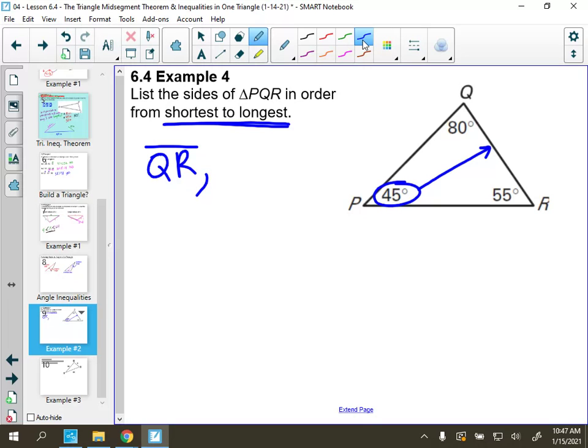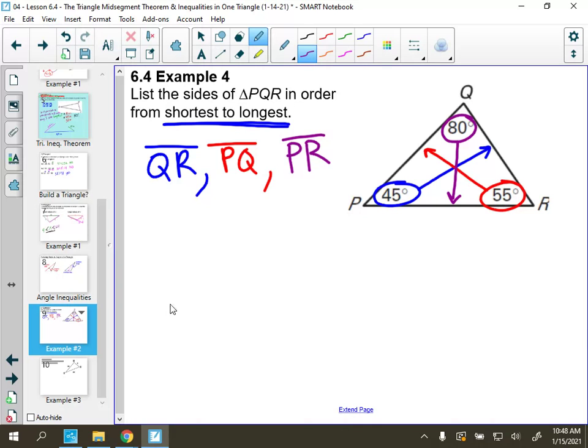The next shortest, or I guess the next largest side, would be opposite the next largest angle. So QP or PQ, segment PQ. And then the largest side up here is going to be opposite the largest angle. So segment PR or RP would be my longest side up here. Cool, that's simple. That's an easy one to figure out, hopefully.